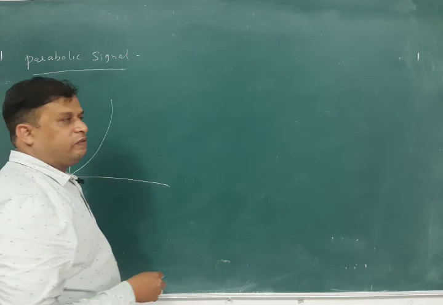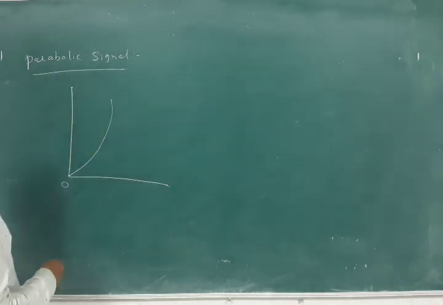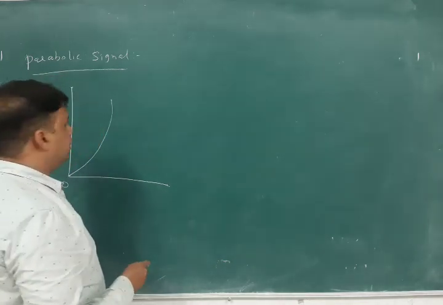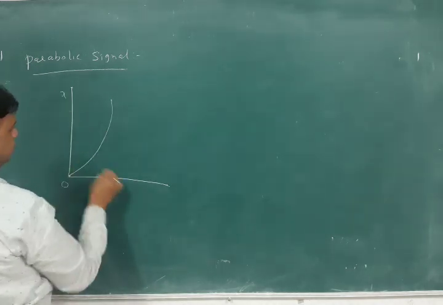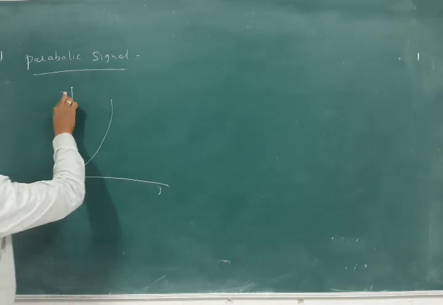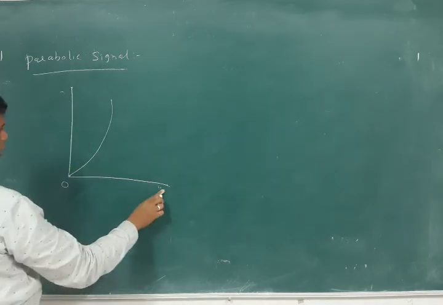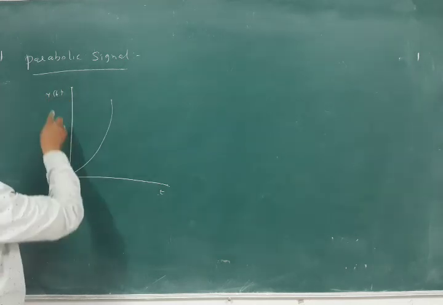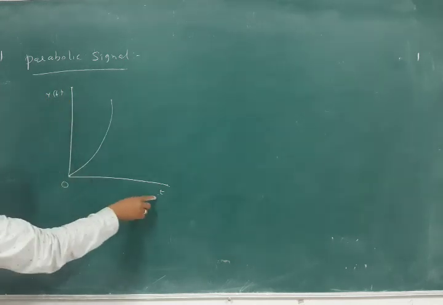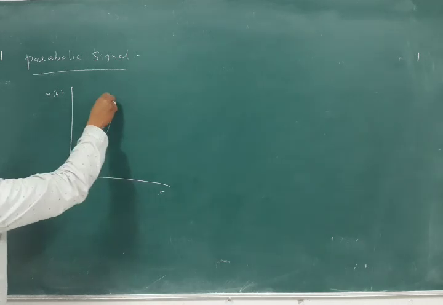So, it is a square equation, y is equal to 4a, or x square is equal to 4ay. Like that, in the parabolic form, you are drawing a parabola here, with x and y axis. Instead of x and y axis, we will write here t and r of t, because r of t is the function and t is the time. So, this is a parabolic signal drawn.